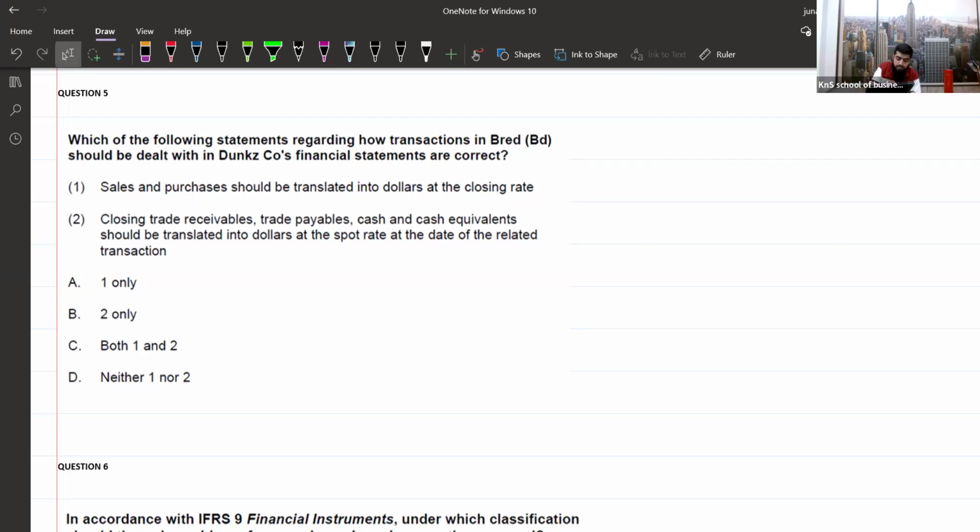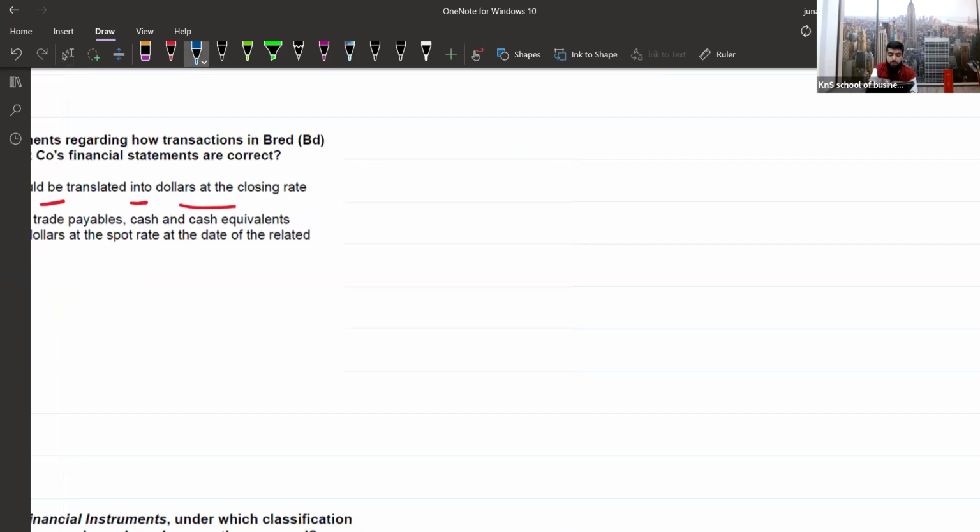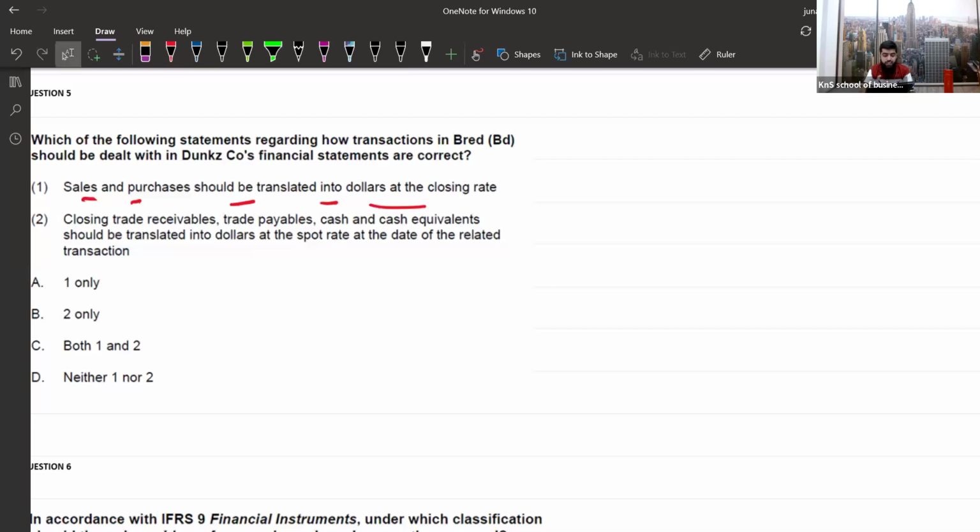Now the first statement, that the sales and purchases should be translated into dollars at the closing rate. It says that if we have purchased anything from outside, we need to translate the amount to the functional currency. Obviously, that is perfectly fine. But whether it should be translated at the closing rate, please try to recall it. Closing rate means the rate at the end of the reporting date. So whether the sales and purchases will be recognized at the closing rate.